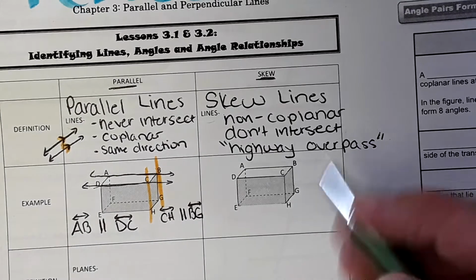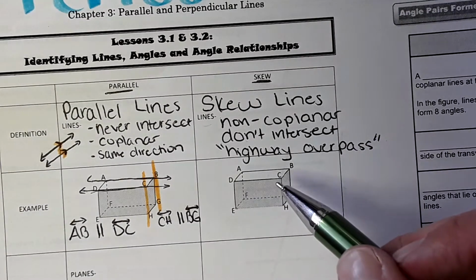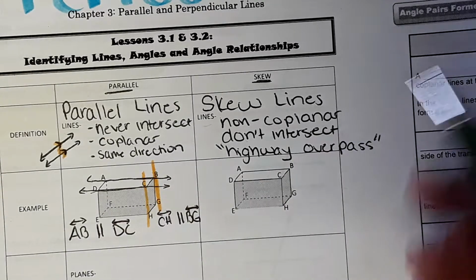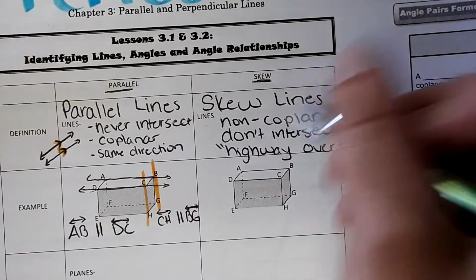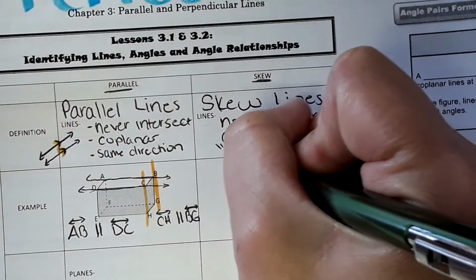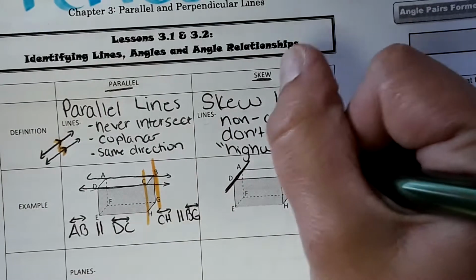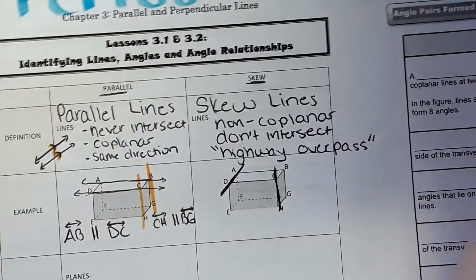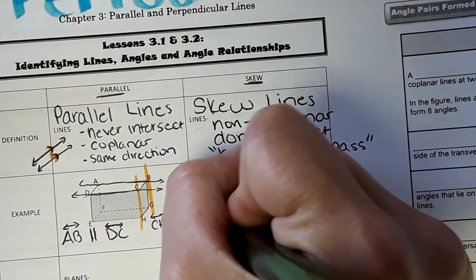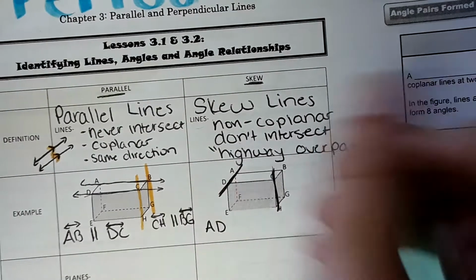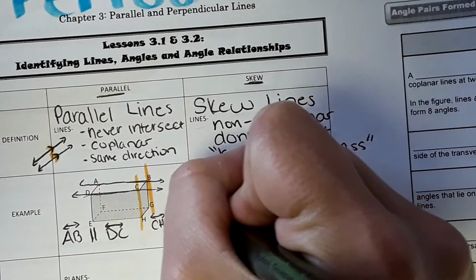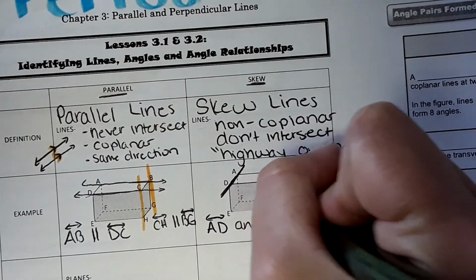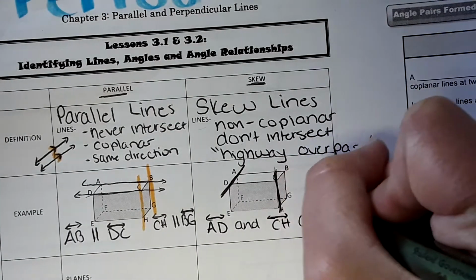Okay, so what would skew lines look like on this three-dimensional figure? So you're looking for two lines that don't intersect but aren't on the same plane. So maybe AD and CH. And we could name a whole bunch of skew lines. We're not going to name them all. AD and CH are skew lines.